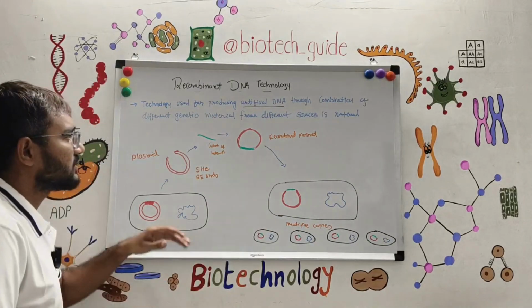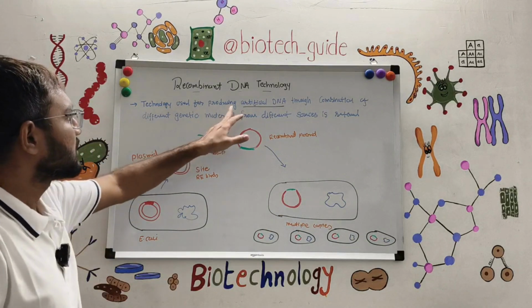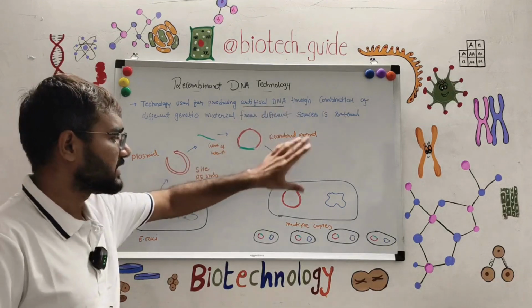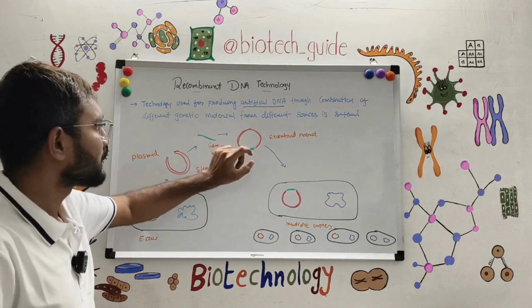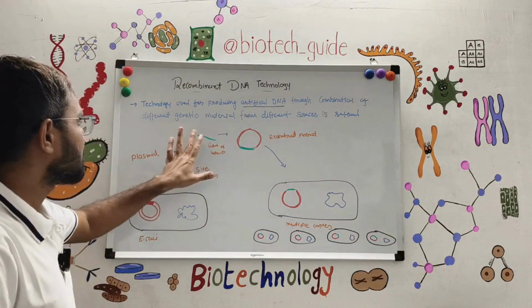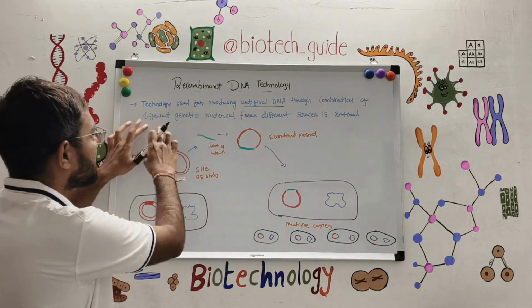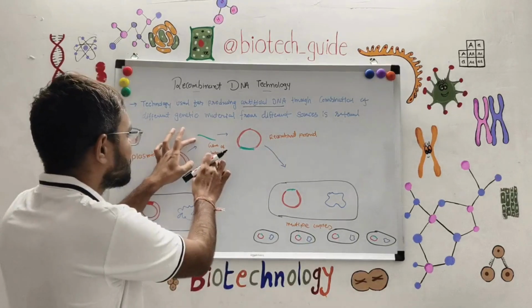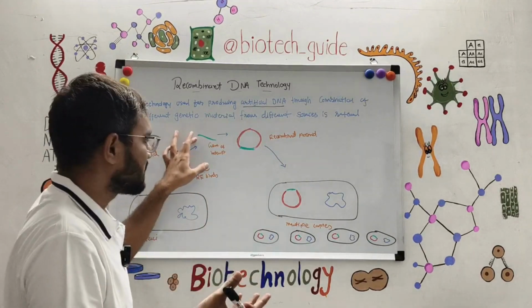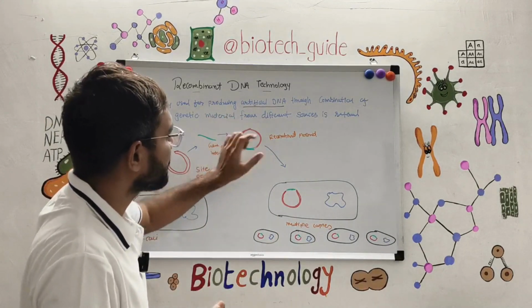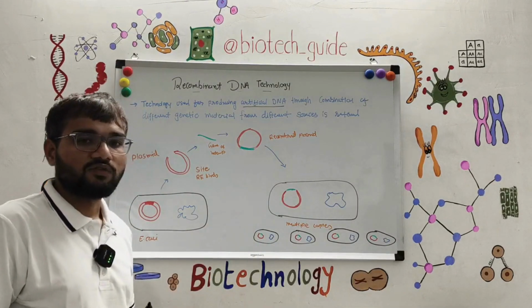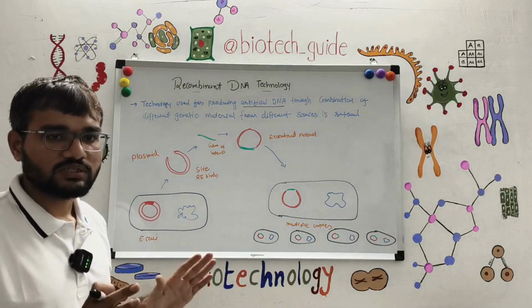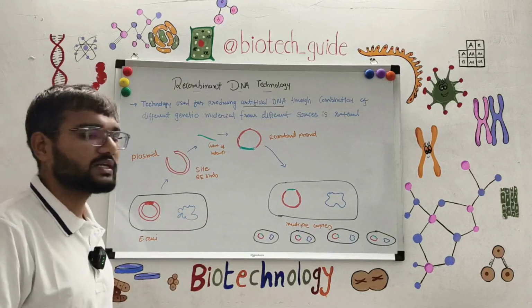So let us move back to the principle: artificial DNA. This is the artificial DNA through a combination of different genetic material. So here the combination of genetic material is our gene of interest from a different source. Our source is different, and the recombinant plasmid is further used for a multiplication process. So this is the basic principle behind recombinant DNA technology.